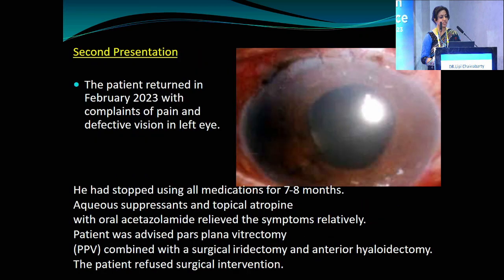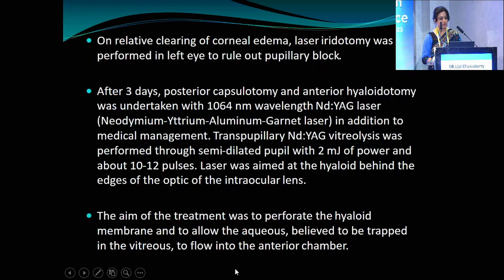The second presentation: the patient returned after 1 year in February 2023 with a similar picture. He had stopped using all medications for 7 to 8 months. I'm in a government college, so patients usually do this. They don't come for follow-up until they have a problem. Aqueous suppressants and topical atropine with oral acetazolamide relieved the symptoms partially. The patient was advised retinal surgery. The patient refused this. And so, on relative clearing of corneal edema, laser PI was done.